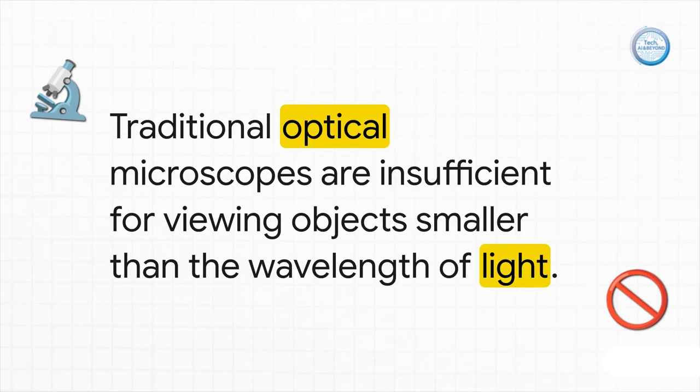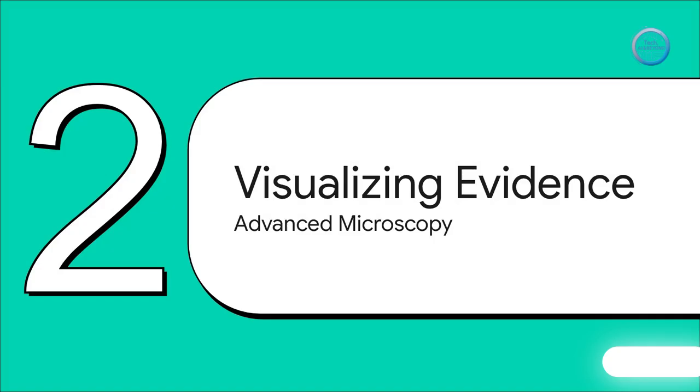By using a beam of these high-energy electrons instead of a beam of light, we could finally get the resolution needed to see into the nanoworld. This was the key that unlocked our first set of major tools, electron microscopes. That's a brilliant leap in thinking. So we're swapping out photons for electrons.